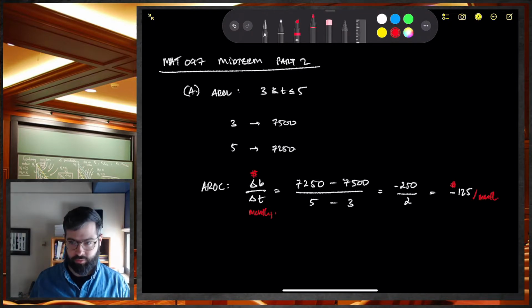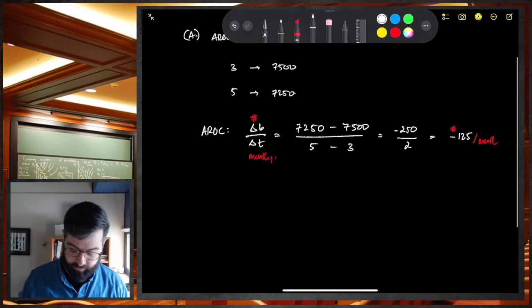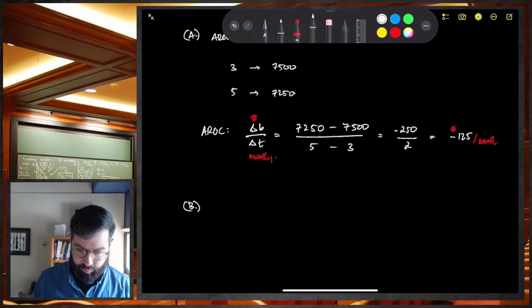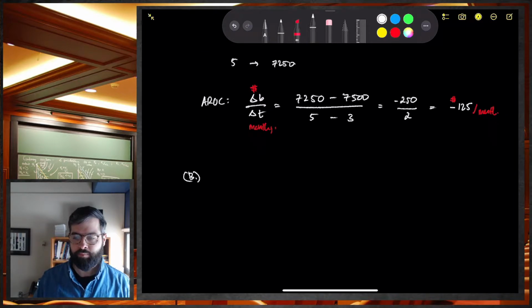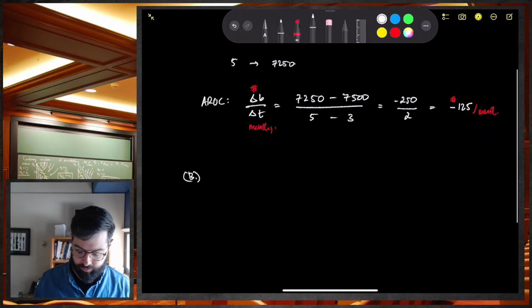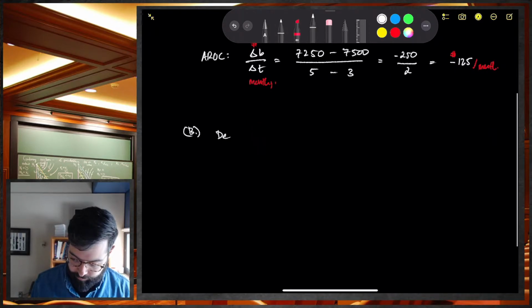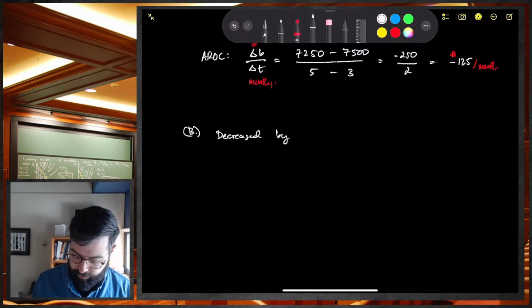Okay, and that tells us what this really means, because for part B, we're asked to say, what does this mean? Interpret this. So write a sentence interpreting this. I'll just say it out loud. What this means is between the 3rd and 5th month, the bank account went down on average $125 per month. So some key words: decreased by 125 per month. I want to highlight that there.